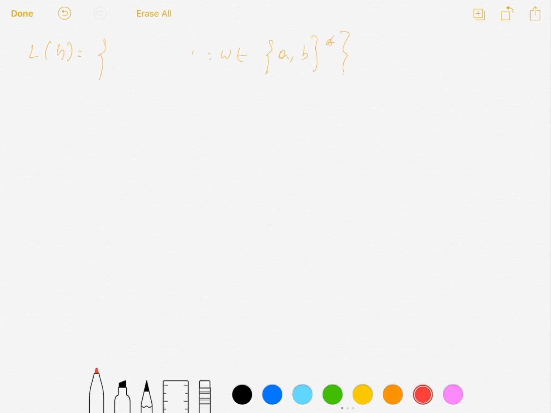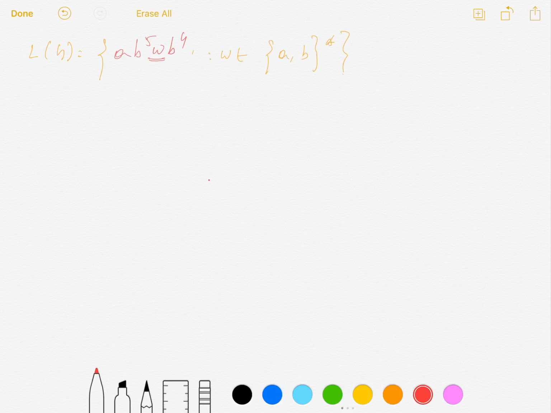Now, it should be okay. a b^5 ω b^4 means that ω may be any string, but it should start with a single a and 5 b's and end with 4 consecutive b's. So, how do we go about this problem?